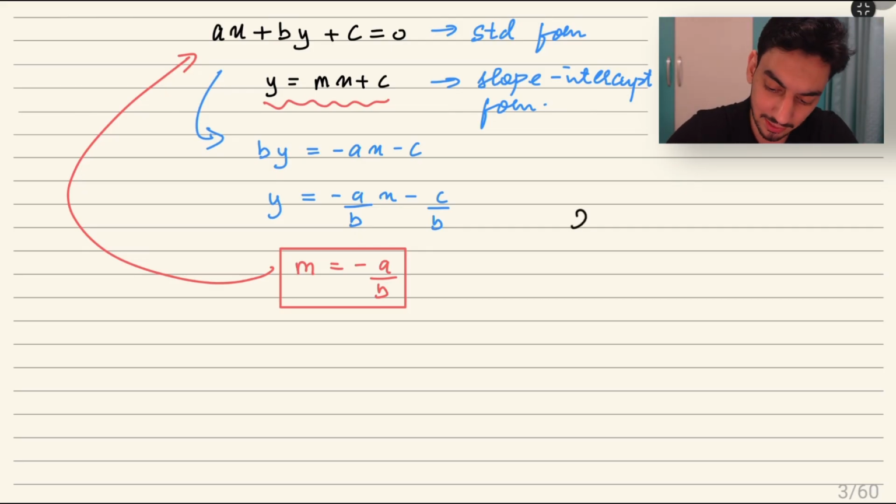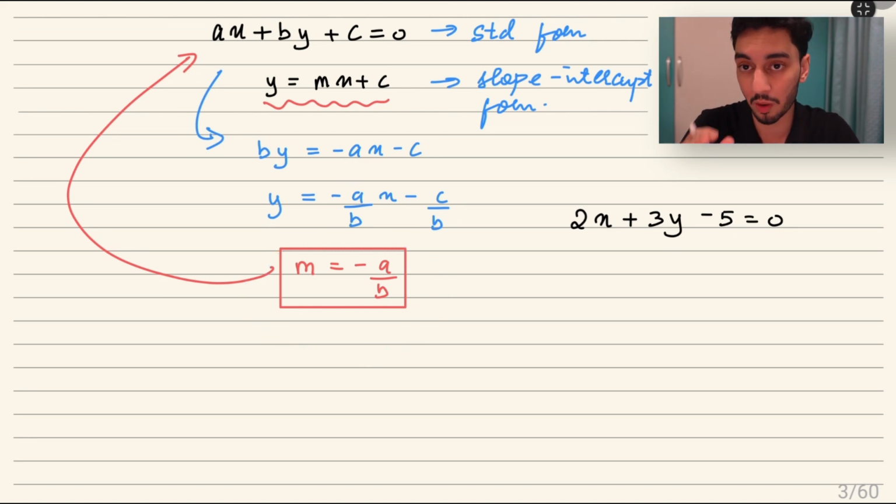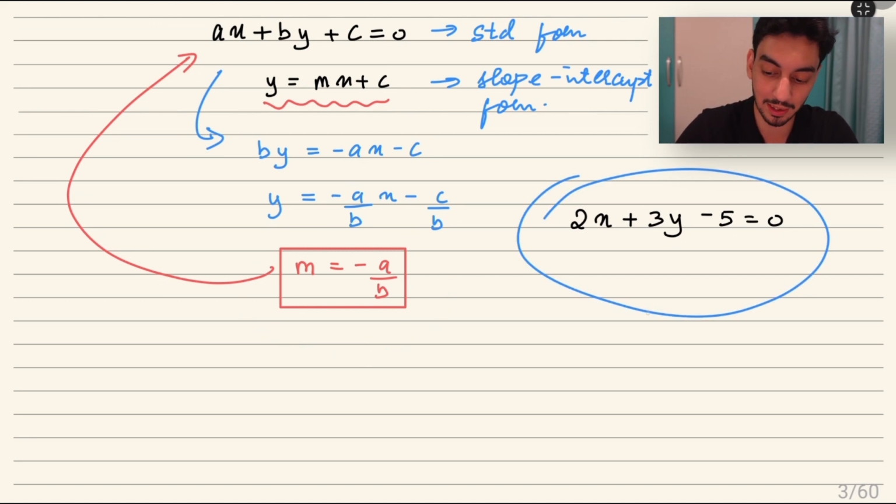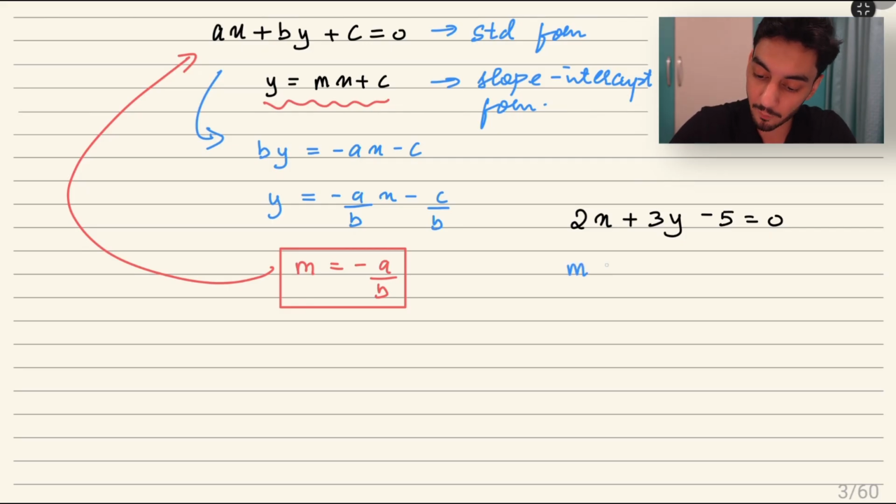Let us take a basic example. Let's say I have an equation 2x plus 3y minus 5 is equal to 0. I need to find the slope of this line. How do I do it? I know that the formula is negative a over b. So m would be equal to negative a. A is the coefficient of x, so it would be 2, over b, which is 3. B is basically the coefficient of y. So the slope of this line is negative 2 over 3.